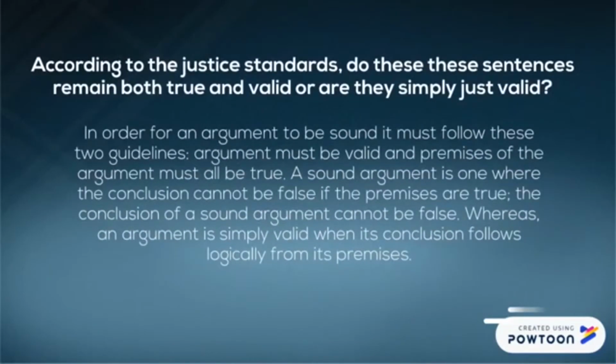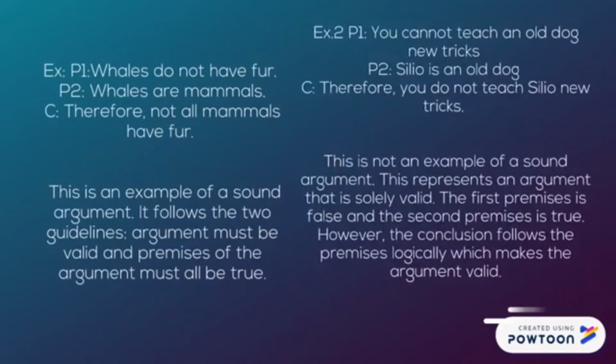According to the justice standards, do these sentences remain both true and valid, or are they simply just valid? Soundness is only applied to deductive arguments. In order for an argument to be sound, it must follow 2 guidelines. The argument must be valid, and the premises of the argument must all be true. A sound argument is one where the conclusion cannot be false if the premises are true. The conclusion of a sound argument cannot be false, whereas an argument is simply valid when its conclusion follows logically from its premises. Let's look at the following examples.